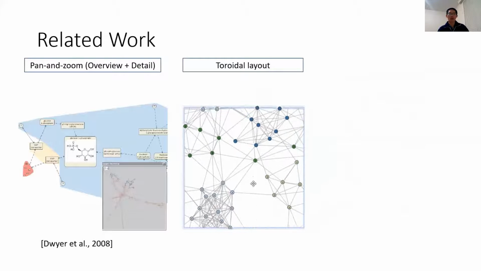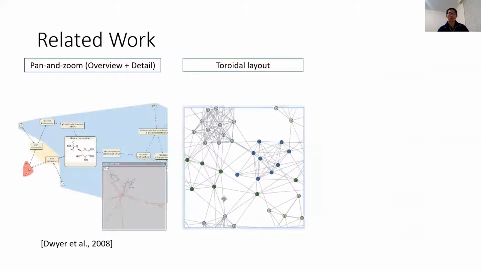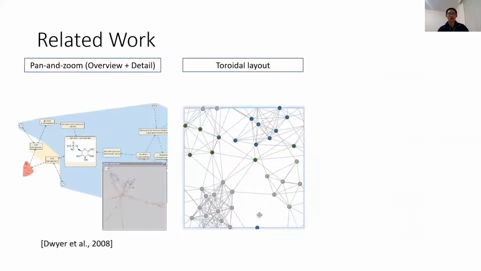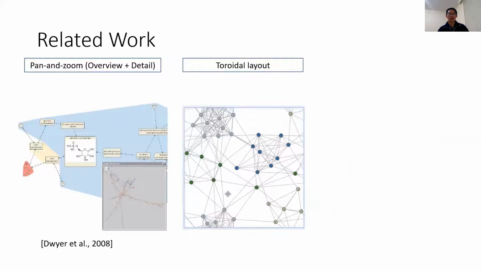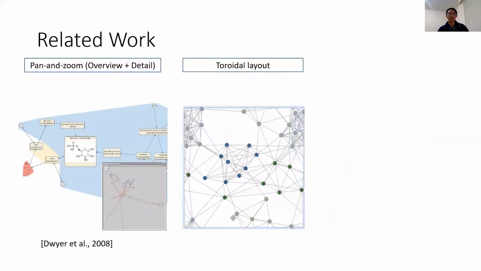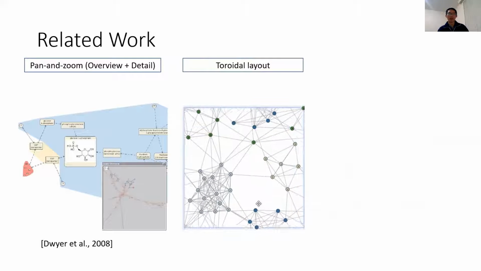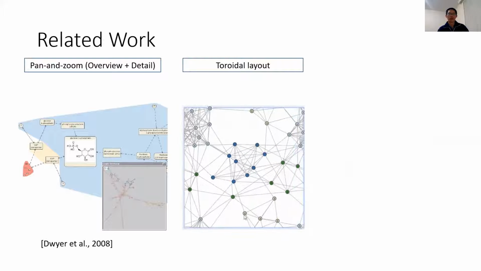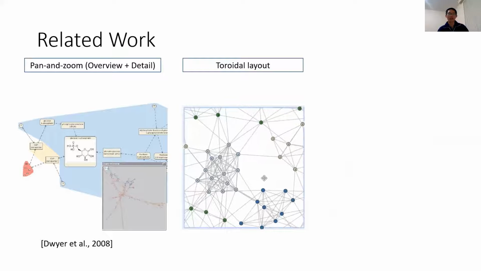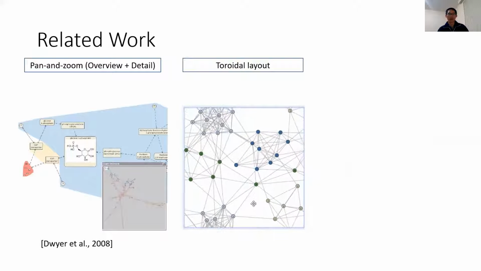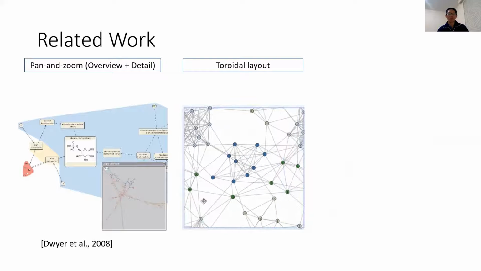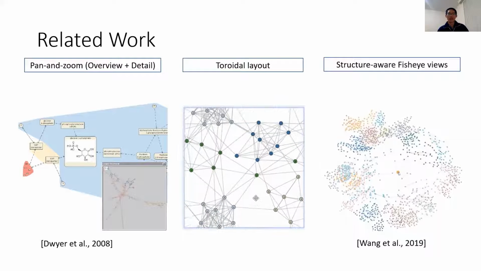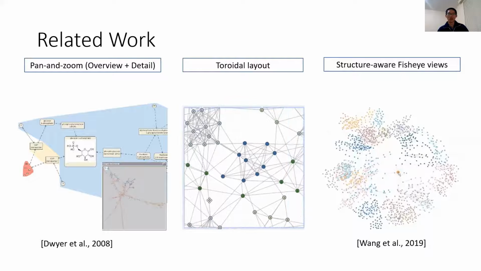Note that our toroidal layout approach is different from the existing pan and zoom approach, which is commonly used in overview plus detail exploration of networks. Such an approach supports only panning of a zoomed area of a diagram. By contrast, our toroidal layout approach shows the entire network diagram at all times, while the network wraps around continuously when panned.